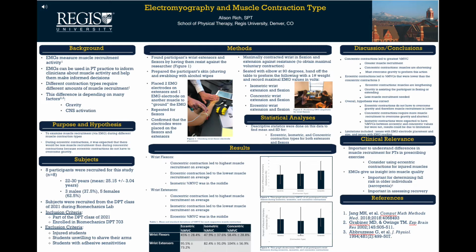Different contraction types require different amounts of muscle recruitment. This difference depends on many factors, including gravity and CNS activation. The purpose of this study was to examine muscle recruitment during different muscle contraction types. We did this via EMGs. During eccentric contractions, we expected that there would be less muscle recruitment than during concentric contractions because during eccentric contractions, the muscles do not have to overcome the force from gravity.